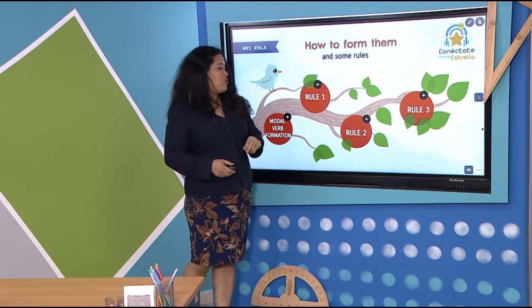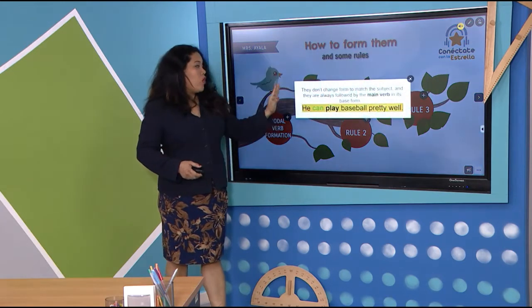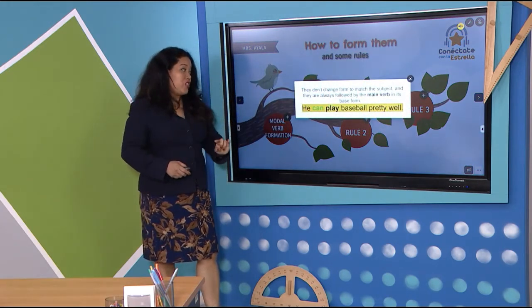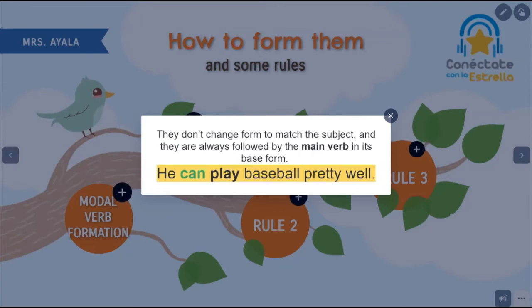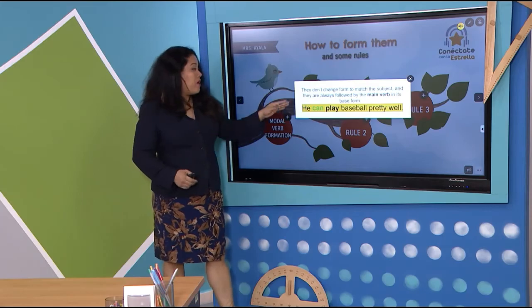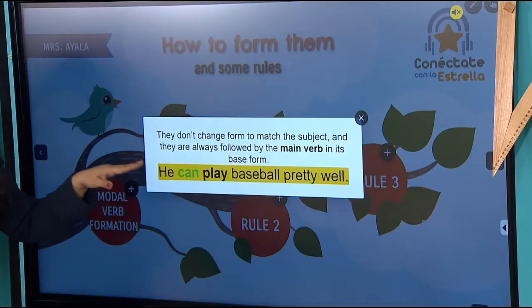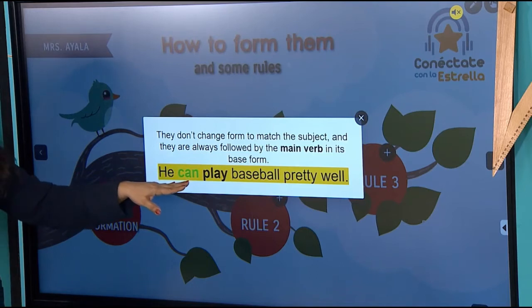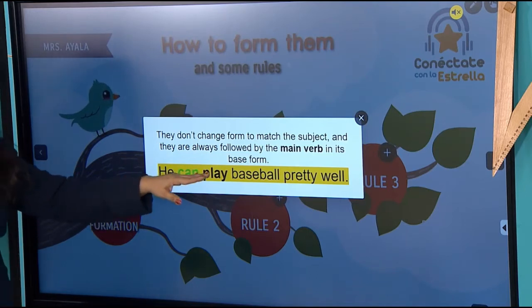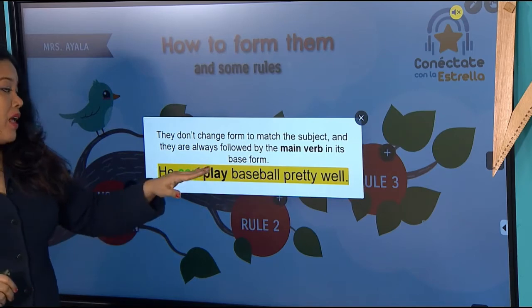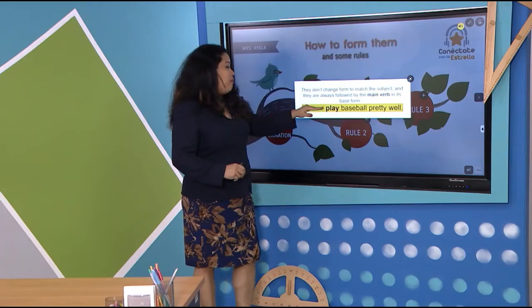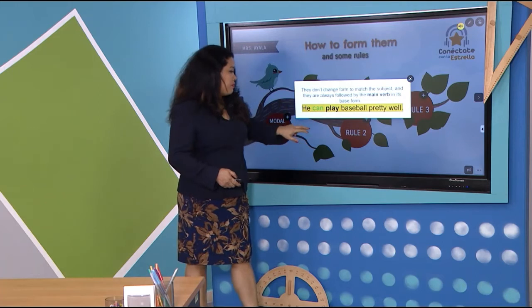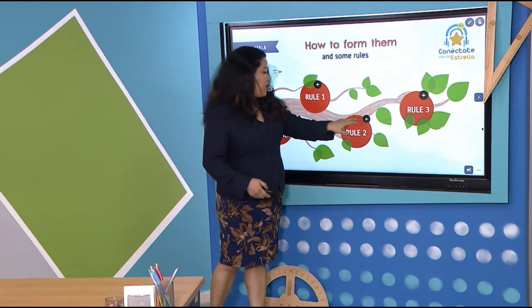Let's see the first rule. Modals don't change form to match the subject, and they are always followed by the main verb in its base form, as you could see in the previous structure. For example, he, this is third person singular, then we have can, that is the modal, and play, it keeps the same. Baseball, pretty good. He can play baseball pretty well, sorry. Number two.